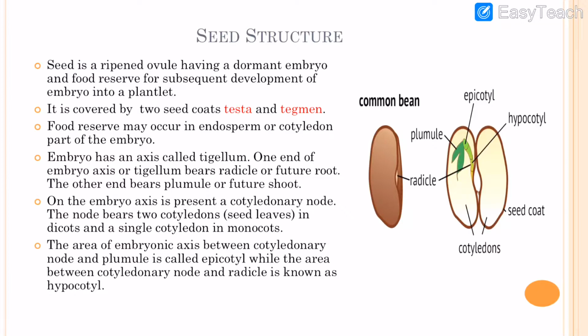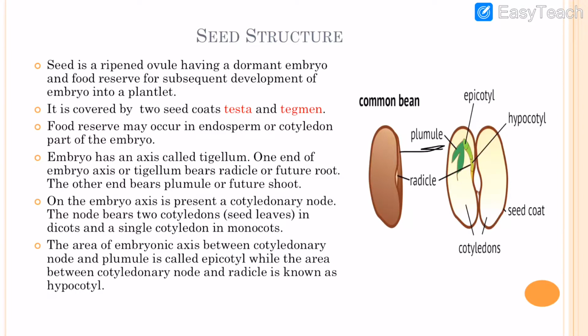When we see the structure of a seed, it has an outer seed coat which is known as testa, followed by the inner seed coat known as tegmen, and in this seed the embryo is present, which is connected to the cotyledons. This embryo has a radicle and a plumule. Dear students, the radicle forms the root, whereas the plumule forms the shoot.